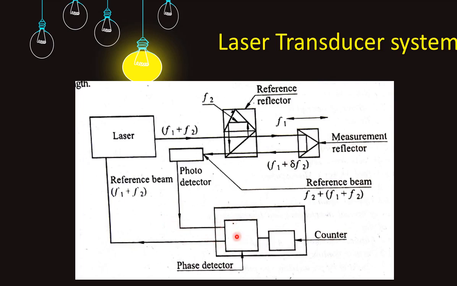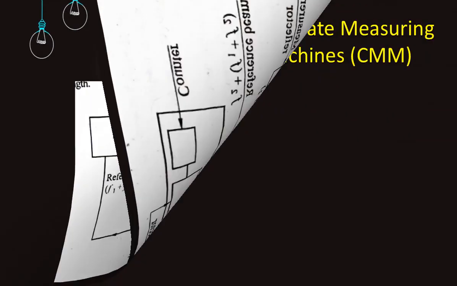Now the comparison is electronically processed in the phase detector to generate the displacement data. It should be noted that the laser can measure up to 6 independent axes of displacement using only one transducer.